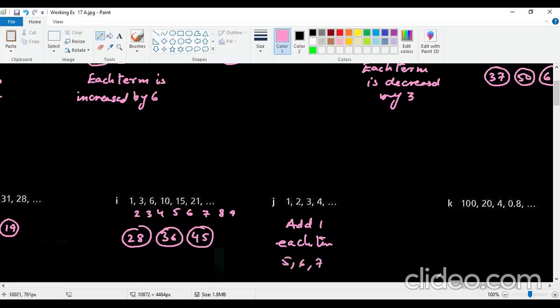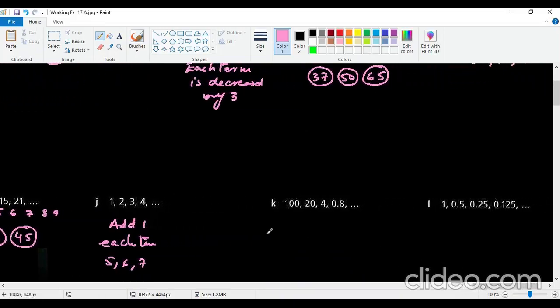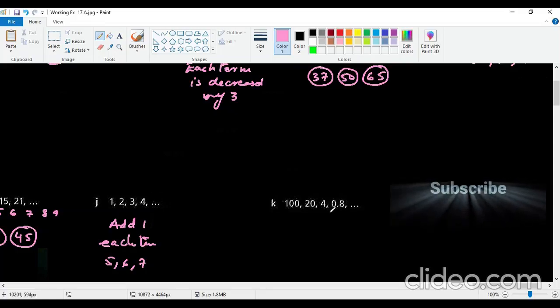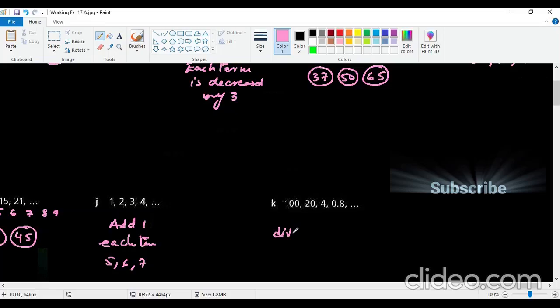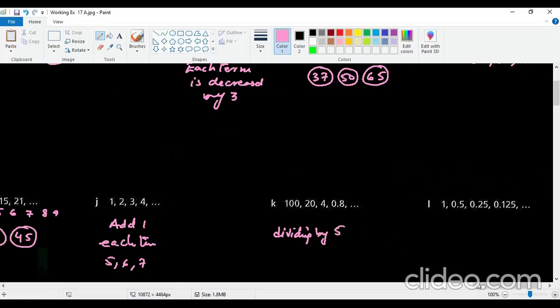When it comes to question number K, as you can see, 100 is divided by 5 to give you a 20. 20 is divided by 5 to give you a 4. 4 is divided by 5 to give you a 0.8. And so the rule is going to be that divide each term by a 5. So your next terms are going to be 0.16, then comes 0.032, and then next is going to be 0.0064.